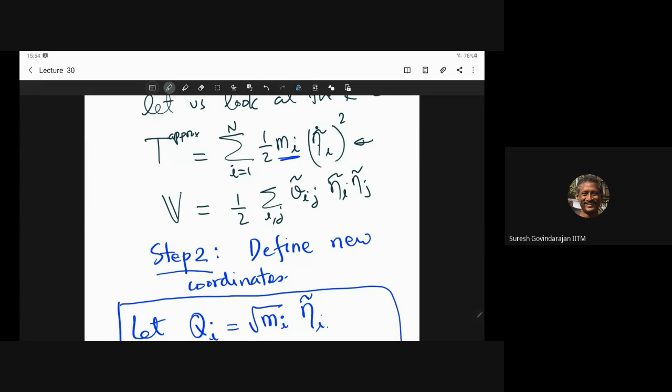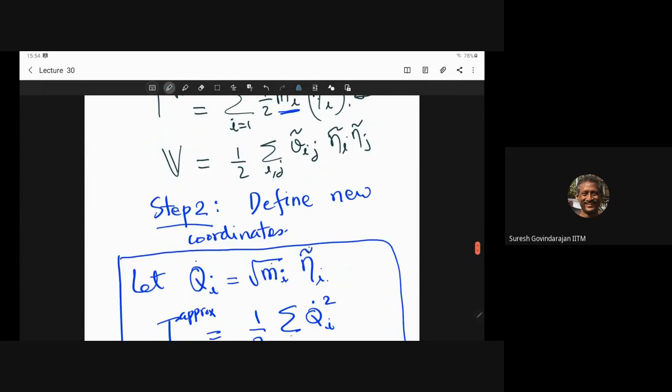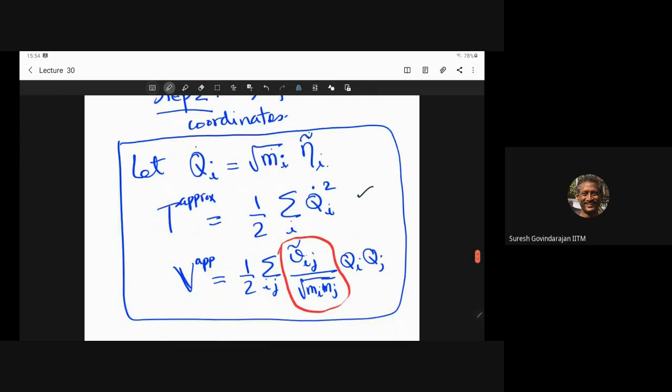Okay. So now what I'm doing is, if qi is root mi eta i tilde, then qi dot is root mi eta i tilde dot. I can take this inside with the root mi and write it as half qi dot square. That's what I've done here. Okay, so this is the same as saying the T matrix, T double prime, is identity, no?